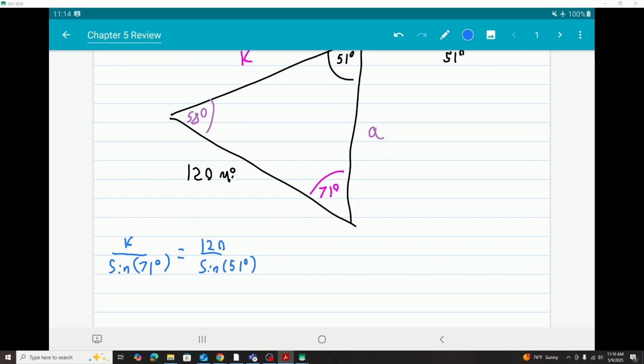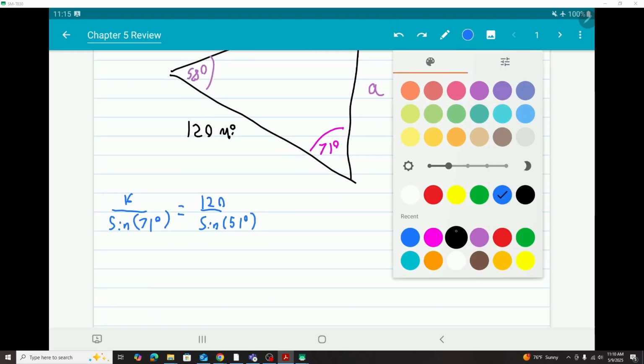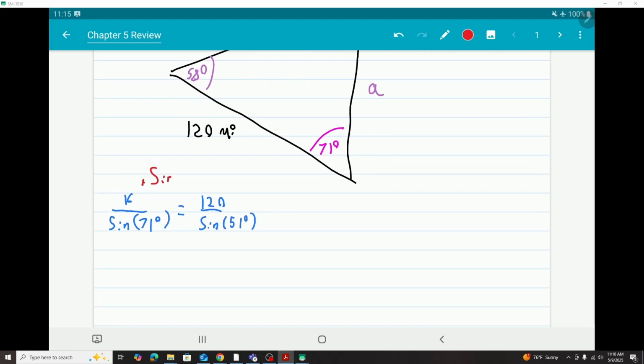You might see that the law of sines is usually kind of upside down to this. You're not going to get it wrong. If you started with this equation flipped, it'd just be a little bit more annoying to solve. So I'm going to start with the K on top because that's what I know that I'm looking for. Now I'm going to multiply both sides by the sine of 71 degrees. That makes K equal to 120 sine of 71 degrees divided by sine of 51 degrees. Now I just pop this into the calculator.